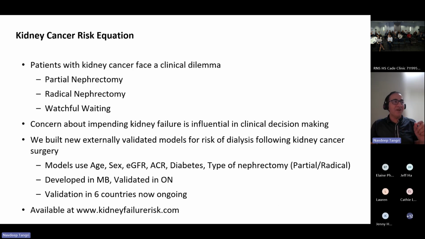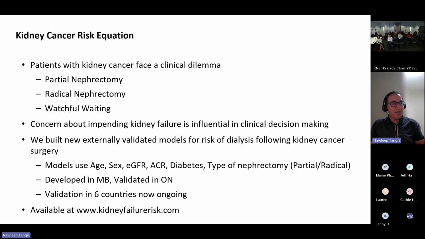One plug for a cool model that I did as a project with urologists called the kidney cancer risk equation. I used to see consults for patients with kidney cancer. Hopefully some of you in the crowd can relate. Patients with kidney cancer face a dilemma. Do they get a partial nephrectomy? Do they get a radical nephrectomy? Or do they do watchful waiting? And the concern about impending kidney failure is actually influential in their clinical decision making. It really matters to them.